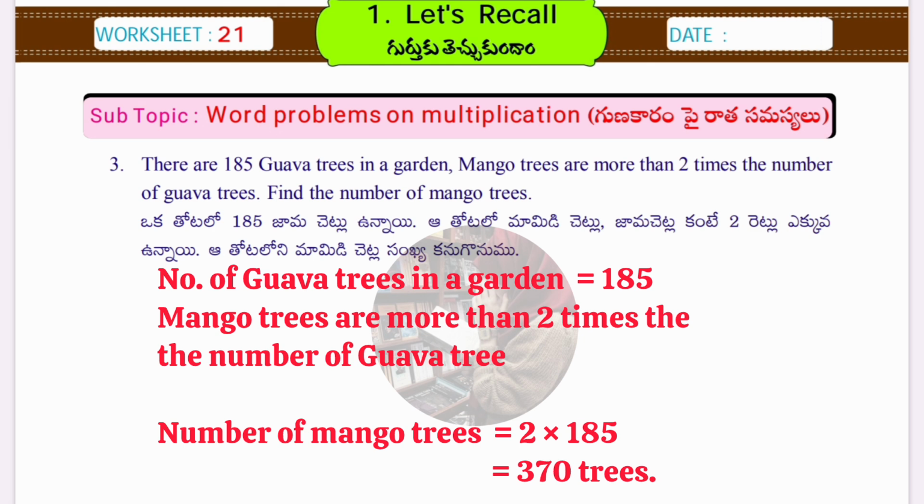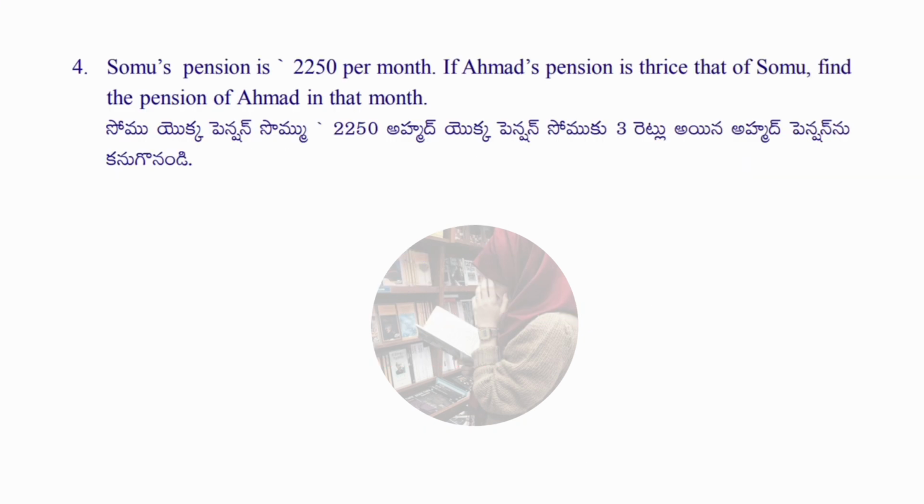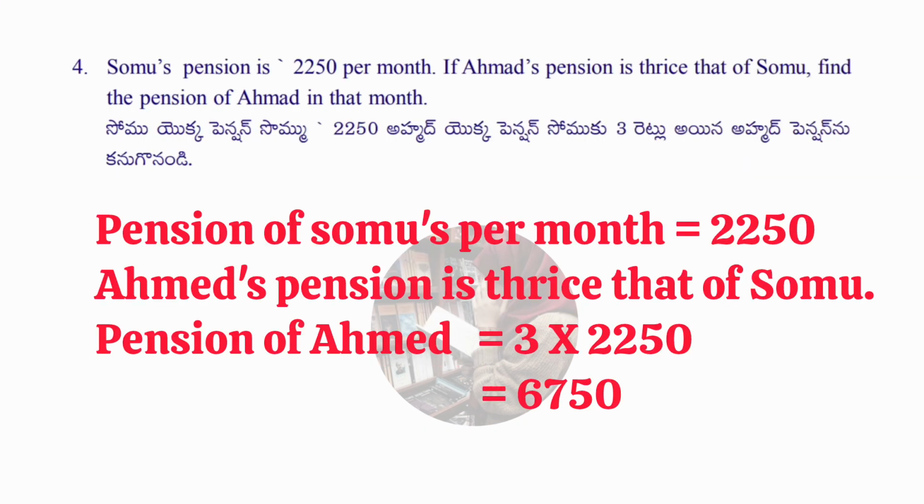Now we'll see the fourth problem of this worksheet, which is: Somu's pension is 2250 per month. If Ahmad's pension is thrice that of Somu, then find the pension of Ahmad in that month. So write down: pension of Somu per month is 2250. Ahmad's pension is thrice that of Somu, which means pension of Ahmad is equal to 3 multiplied by 2250, which is Somu's pension. That is 6750. Okay, if pension of Somu is 2250, then pension of Ahmad is 6750.